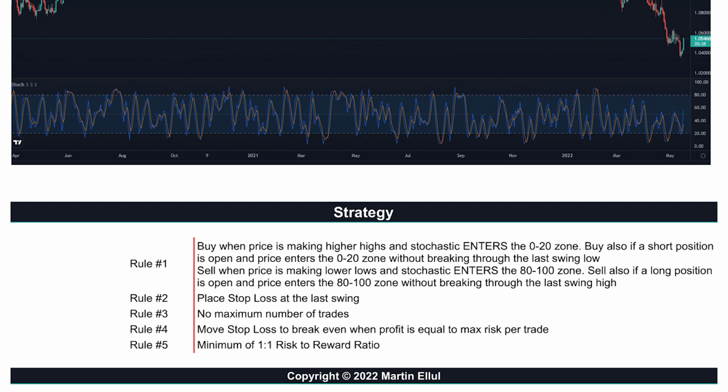Similarly, we sell when the price is making lower lows and the stochastic enters the 80 to 100 zone. We also sell if we're in a long position and price enters the 80 to 100 zone without breaking through the last swing high. We place the stop loss at the last swing. We have no maximum number of trades that we can have open at any given time. And we move the stop loss to break even when the profit is equal to the maximum risk that we are risking per trade. And we have a minimum of 1-to-1 risk to reward ratio.